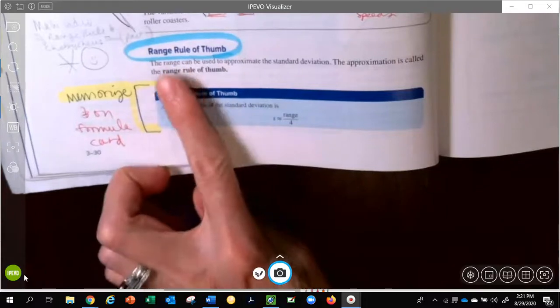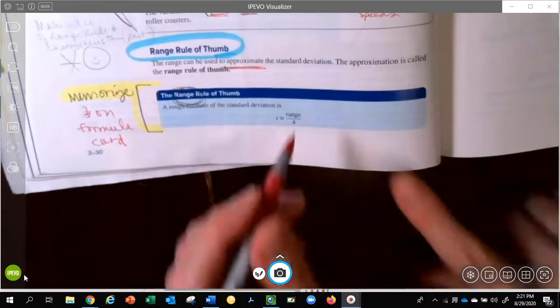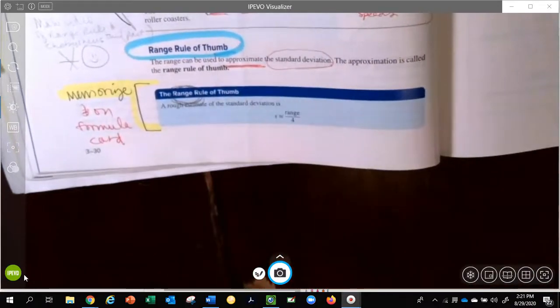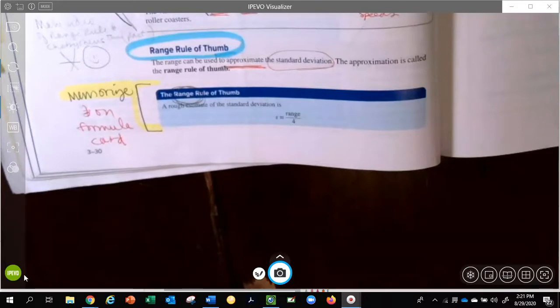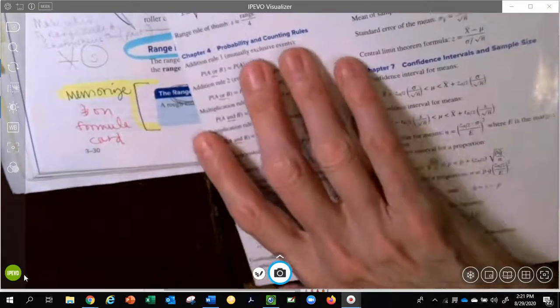We are in Chapter 3, Section 2, and we are looking at the bottom of page 146 at the range rule of thumb. We have talked about range earlier in this section, but it's really nice when we can find some fast ways to do things, where the range rule of thumb can be used to approximate standard deviation.